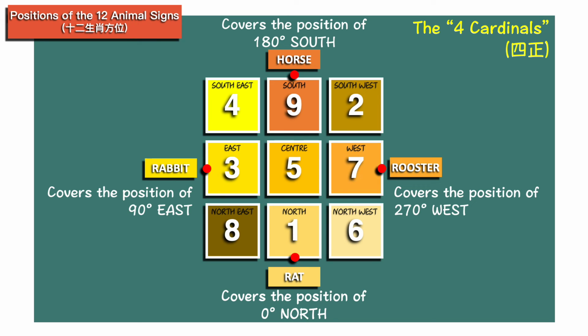First, let's take a look at the positions of the 4 cardinals, which are the south, the north, the east, and the west. The horse resides at the south, and it covers the position of 180 degrees south, where the rooster covers the position of 270 degrees west. The rat covers the position of 0 degrees north, and the rabbit covers the position of 90 degrees east.